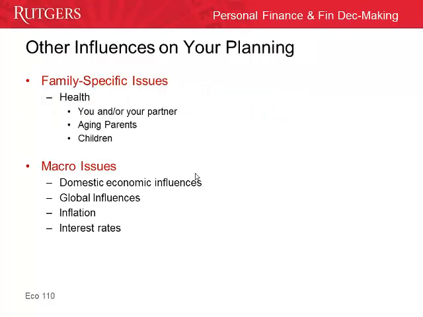Other things that influence your planning, and this is where it really is impossible to have one specific plan for each person in the class or each person in your family, is that different issues affect different people. So in particular, different people have family specific issues that influence their planning, savings, and expenditure decisions. Most prominently, health issues related to you and your family can greatly affect your ability to save, your necessary expenditures, and your ability to work.